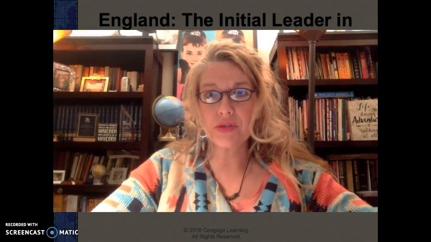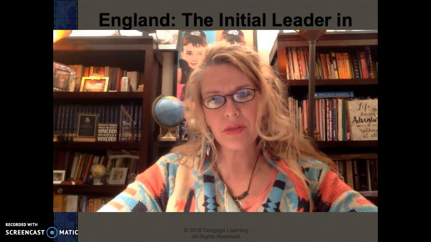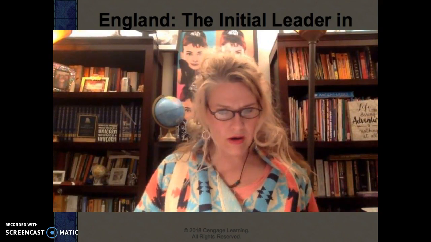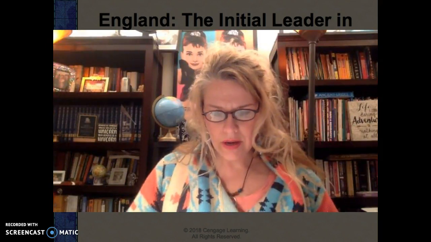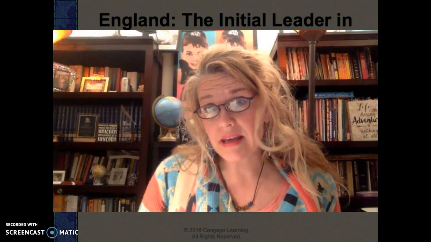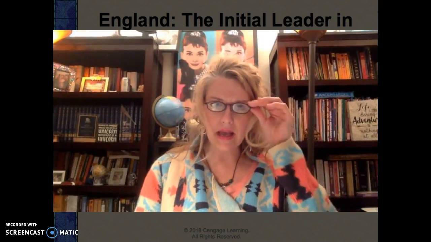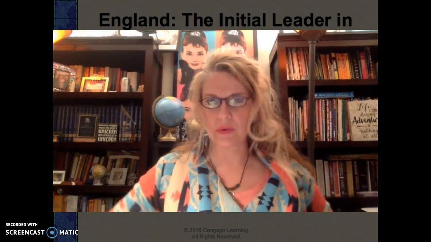This is the history of the world from 1500 to the present, and we are on chapter 31, and we are talking about how the Industrial Revolution began in England. This is the early Industrial Revolution, and we're on about page 423.